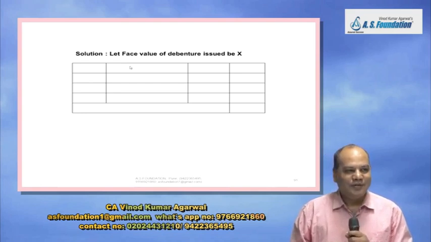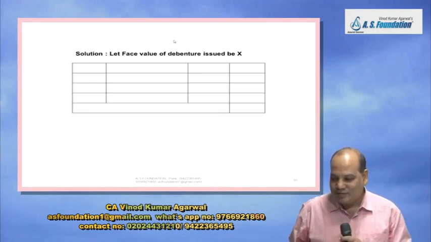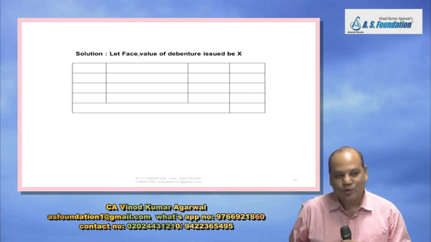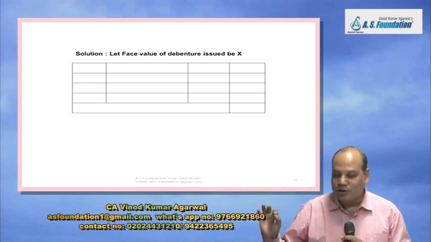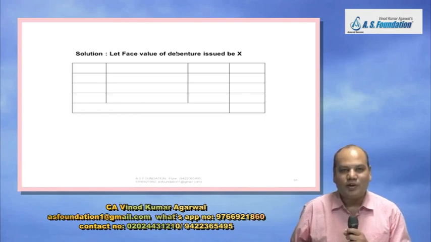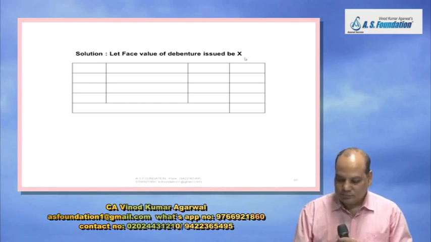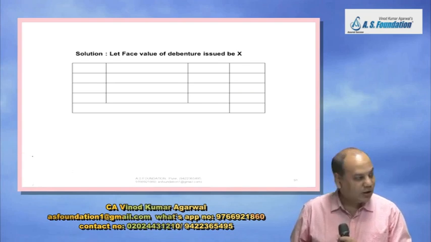My God. 6% result only. Write down the answer. You got it right. Let the face value of debenture issued be X. Let the total face value, total, not one instrument, total face value of debenture issued be X. Means proceeds. This will assume proceeds. Total proceeds is X. So take X as a base, take 100 rupees as a base.